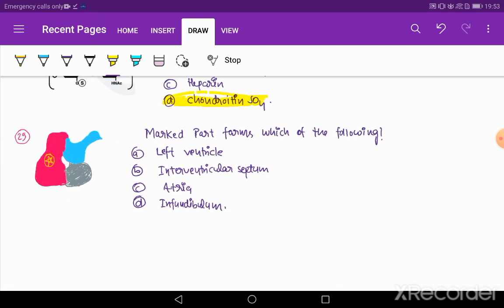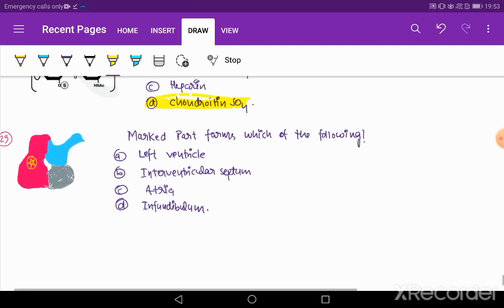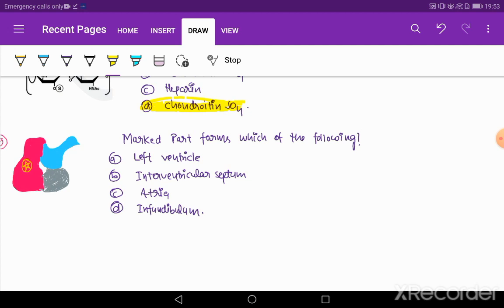This is actually an image asking, what develops from the marked area? The answer is the infundibulum. This is the heart development, primary structures. This marked area is the conus part, and it forms the infundibulum.